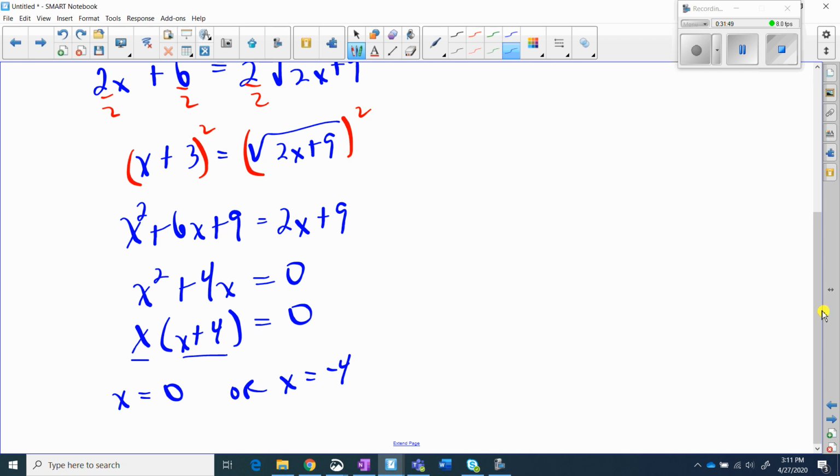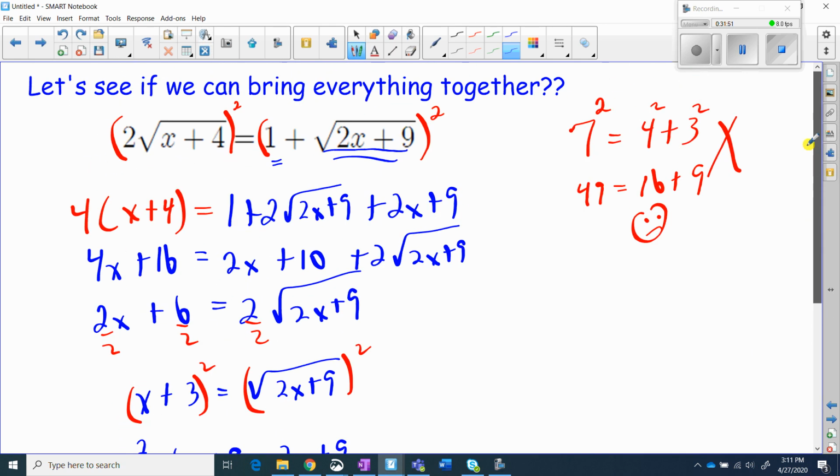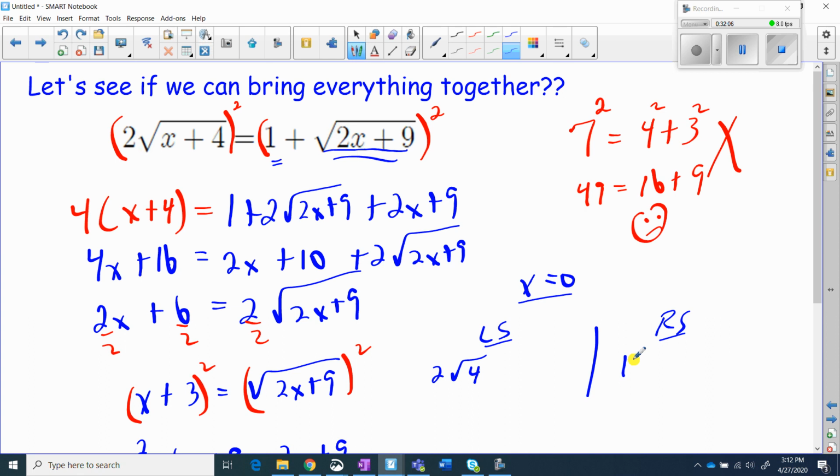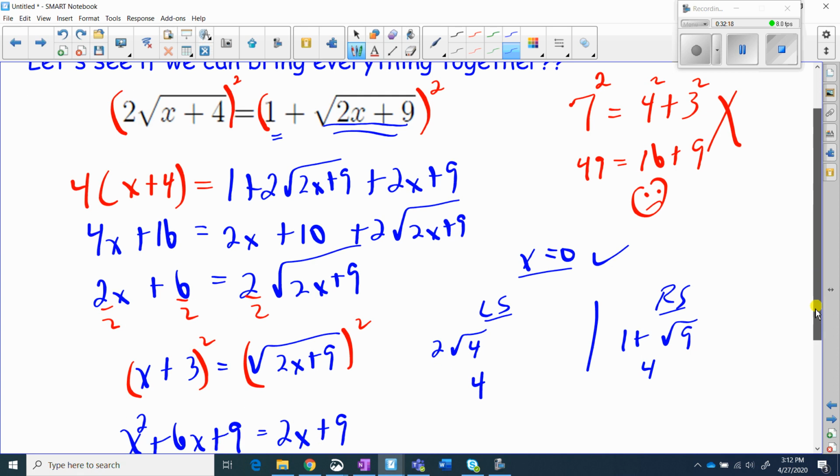So remember the numbers are 0 and negative 4. Let's check them out. X equals 0. Left side, if I put 0 in here, 2 square root 4. The right side, put 0 in here, 1 plus square root 9. Square root of 4 is 2 times 2 is 4. Square root of 9 is 3 plus 1 is 4. 0 works.